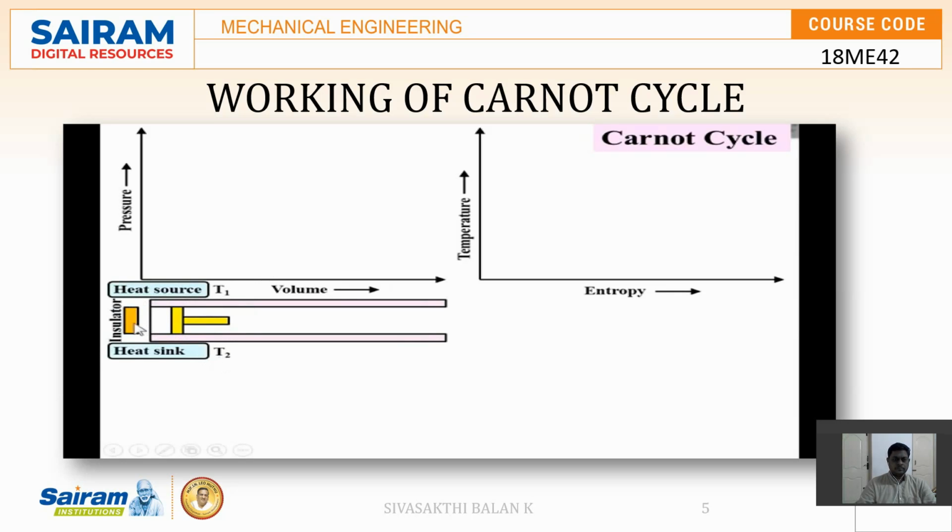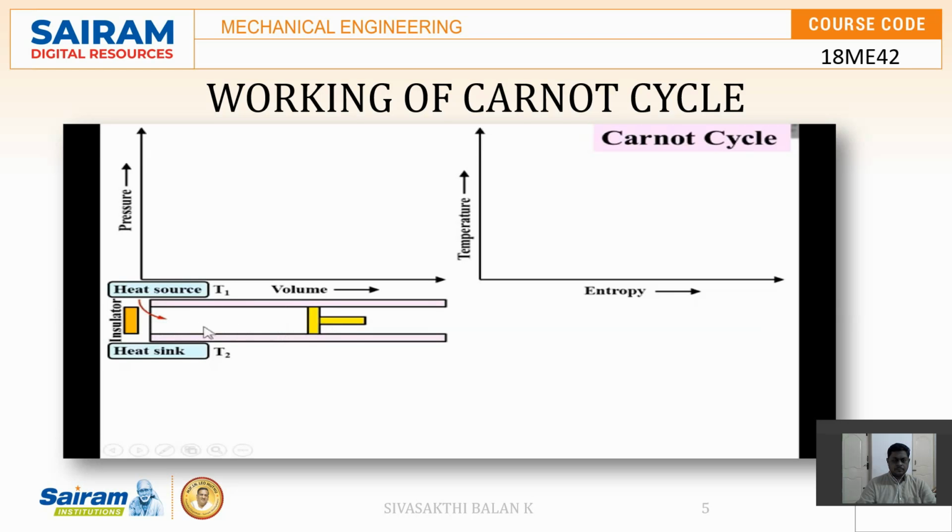So initially the insulator is uncovered at the end of the engine cylinder, so that heat will be supplied from the heat source to the working fluid, or you can say working substance, that is available over here. Generally for the Carnot cycle, it is air, and that air is a perfect gas. Due to the application of heat from the heat source, the air will expand, and so the piston will move from left to right, and that movement is called the initial stroke.